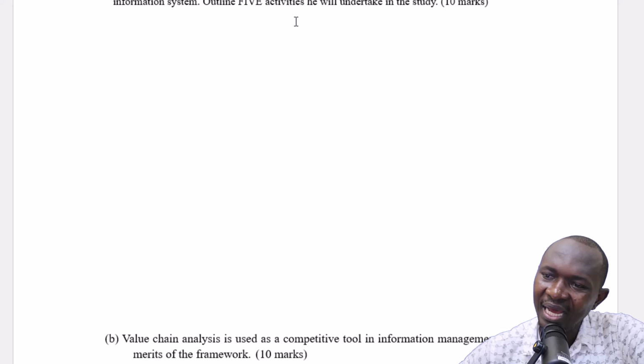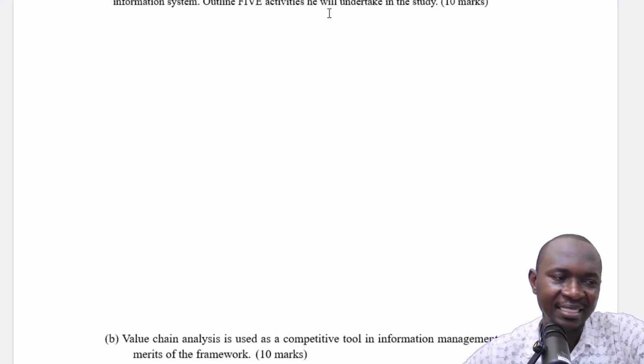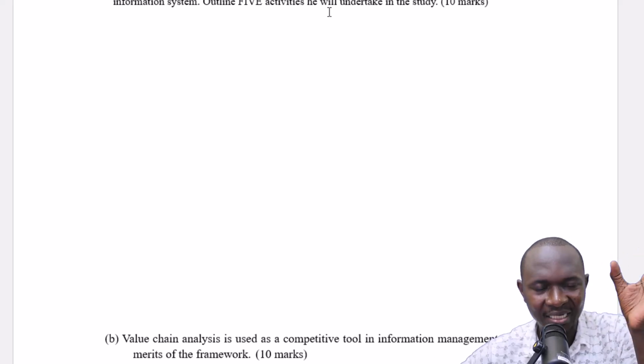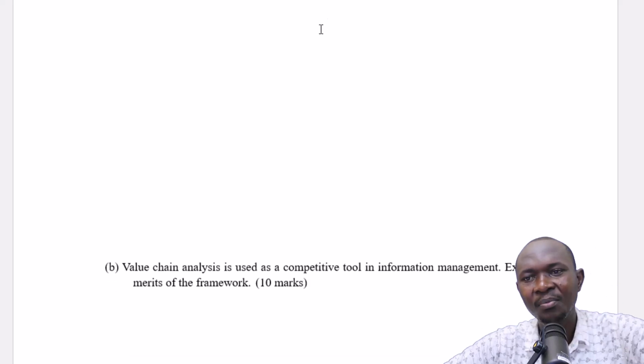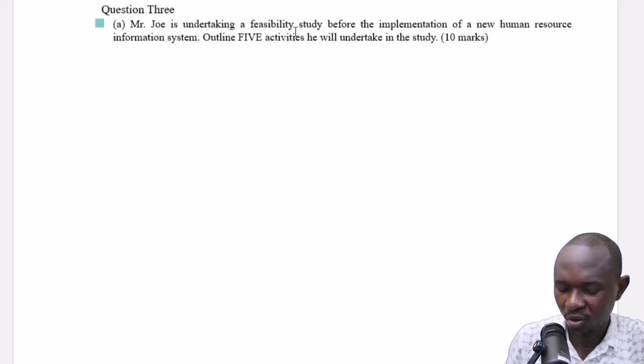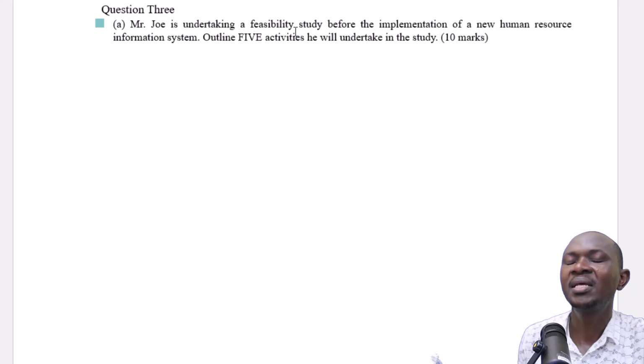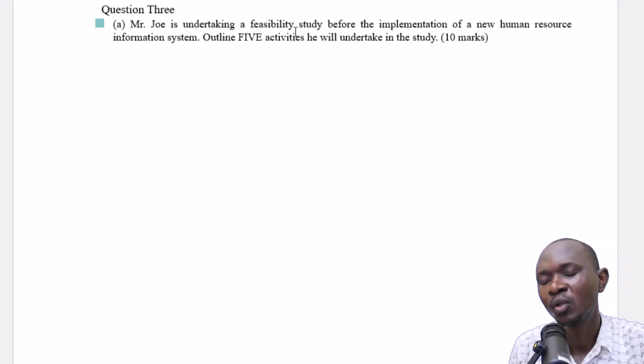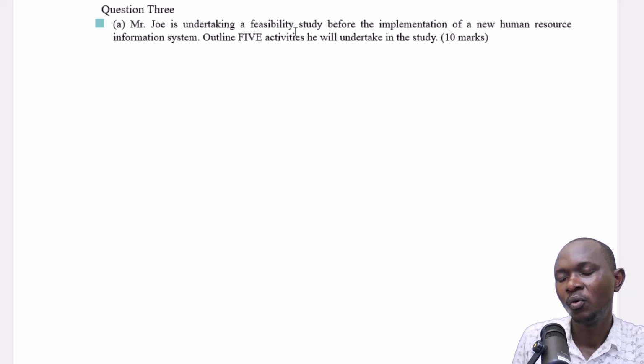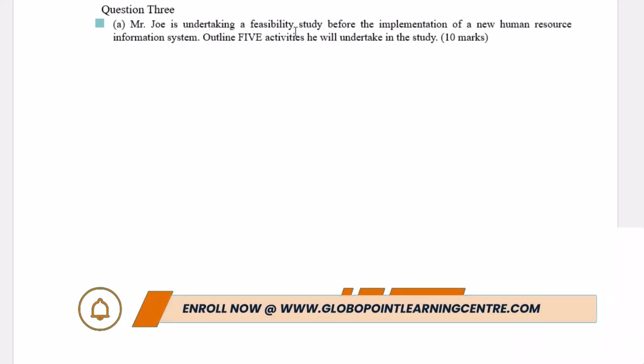So what activities will he undertake in the study? What variables will he look at to see if it's actually practical or not practical? Because a feasibility study is about determining the practicality of what you want to do. So is implementing a new human resource information system practical in this case? What are some of the indicators that will show that it's practical or not practical?